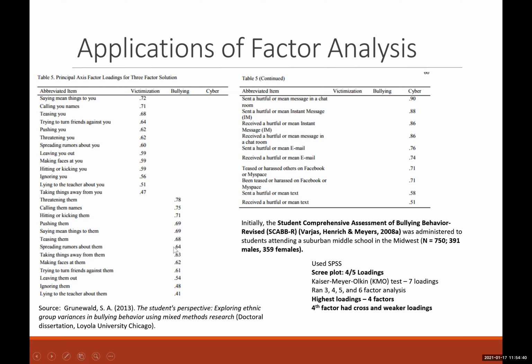And then also bullying: were you the bully? Did you threaten people? Did you call them names? Did you push them, and so forth? And then cyberbullying. Now the cyberbullying is also interesting because we can't break out whether you were the bully or the victim here. So this also could have some limitations. But did you send hurtful messages? Did you receive hurtful messages? And so we tried to decipher what the differences are between victimization and bullying, and then also cyberbullying.